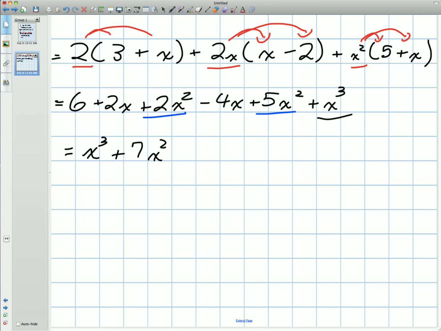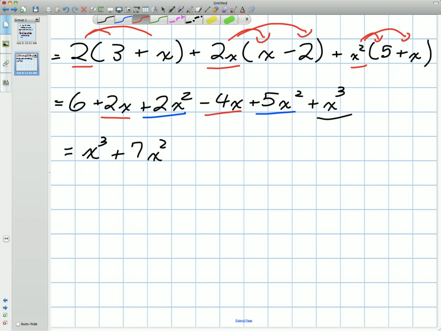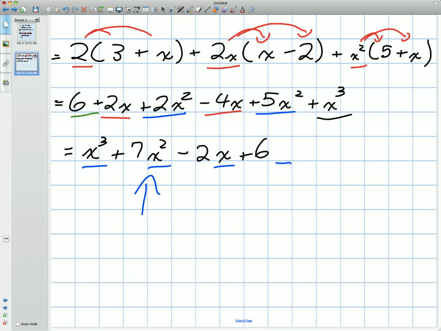Then I look for another. What about x to the power of 1? There are 2 of them. I have 2x and then negative 4x. When I combine those, what will I get? Negative 2x. And finally, I only have one constant number, plus 6. So this is a simplified question. I cannot simplify this any farther because each of the variables has a different exponent.